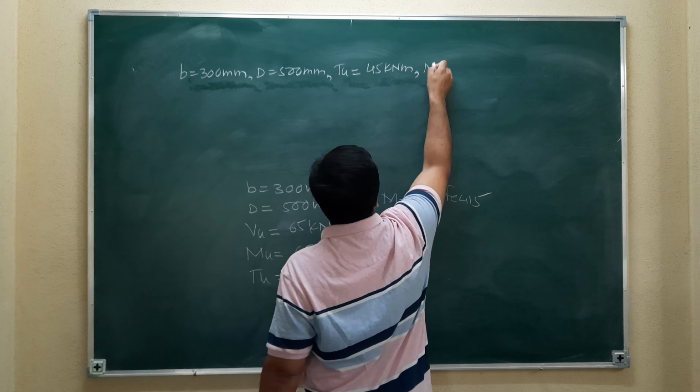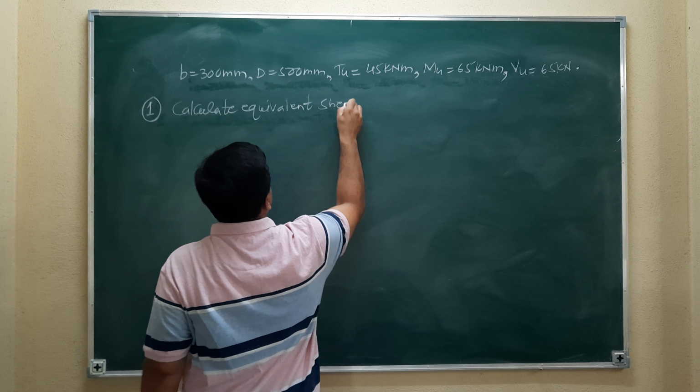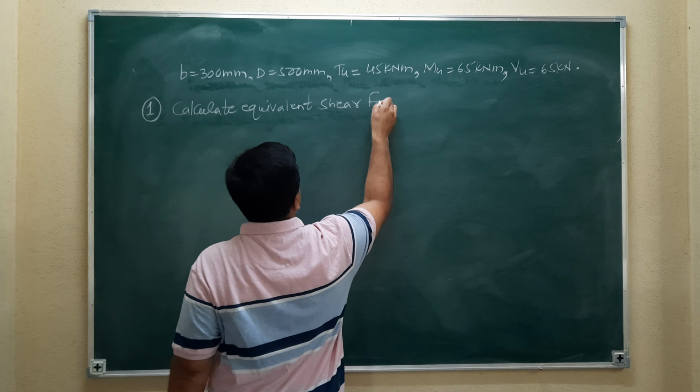So exactly what do you have to do now? Step number 1: first calculate the equivalent shear force. The symbolic form is VE. VE is equal to VU plus 1.6 TU upon B. So this is the formula.